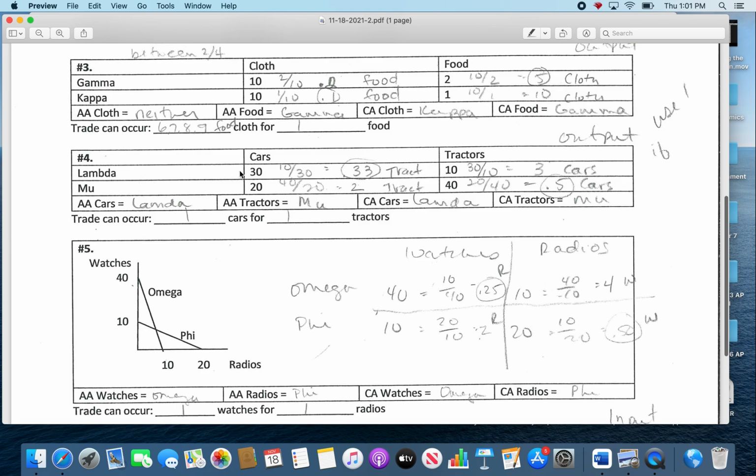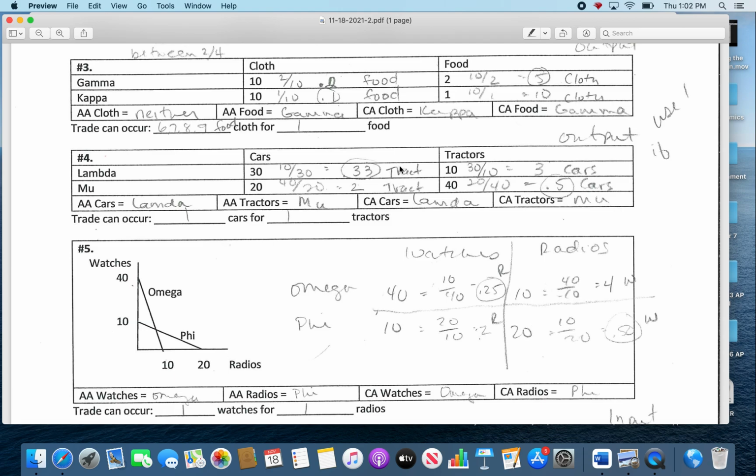Lambda and mu were cars. This is an output again, so other is going to go over. 10 over 30, 30 over 10, 40 over 20, 20 over 40. Who has the absolute advantage? Lambda makes more cars. Mu makes more tractors. Who has the lowest opportunity cost? Lambda is going to produce cars. Mu is going to produce tractors.